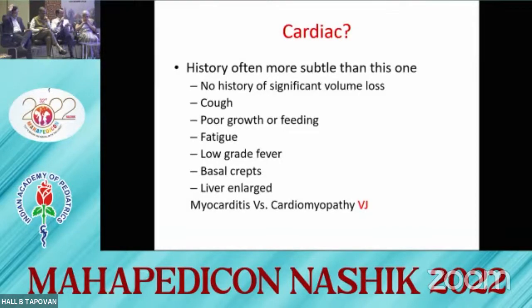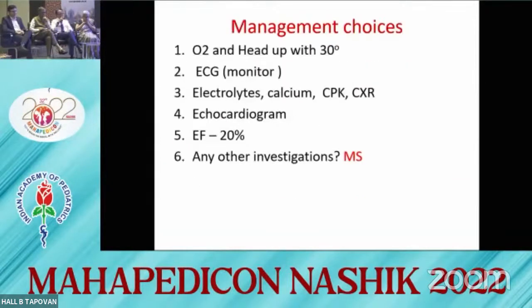Gallop rhythm is there, poor feeding is associated. Tender hepatomegaly, and a short history of viral prodrome to start with. So I think it fits into that. It looks like more of a myocarditis, cardiac involvement. Myocarditis, cardiomyopathy, right now it doesn't matter. I'll take it as a cardiogenic shock.